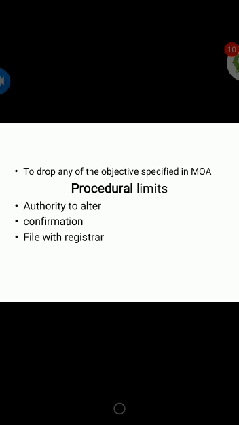Then confirmation: from whom do you need the confirmation? You need it from the central government. Then you have to file it with the registrar after conducting all the meetings. The copy of the order of the company law board along with the copy of the altered memorandum of association shall be filed with the registrar within 3 months from the date of order. So this is regarding your limits. In the next class we will deal with the secretarial duties regarding change.